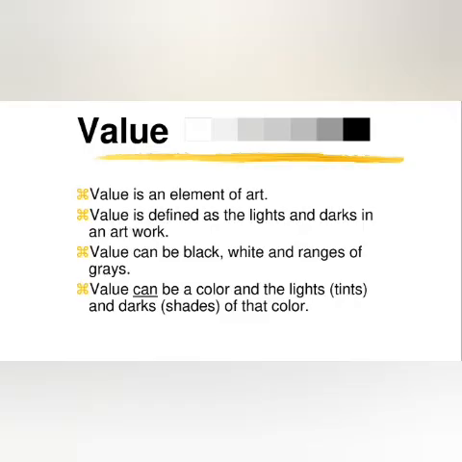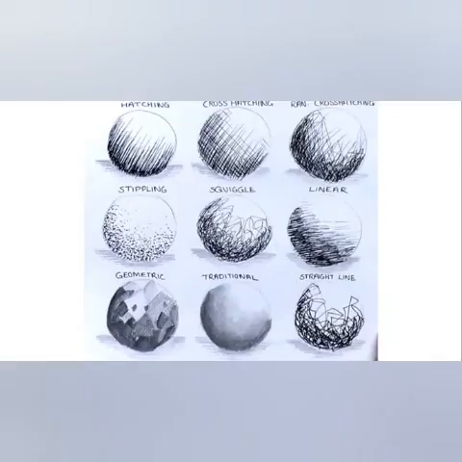Value is one of the seven elements of art. Value deals with the lightness or darkness of a color. Since we see and understand objects because of how dark or light they are, value is incredibly important to art. We have here eight types of shading that apply to objects based on values.